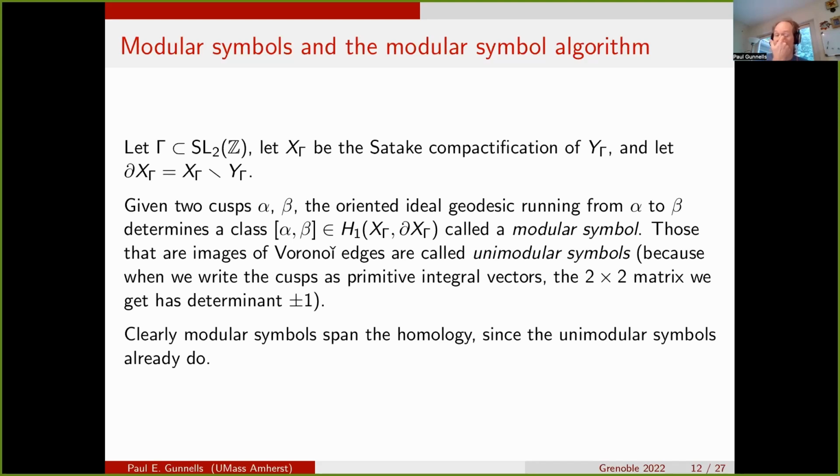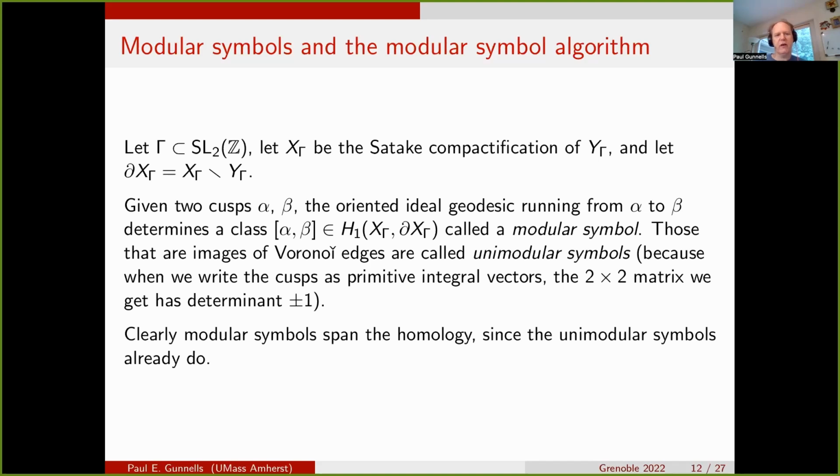We start with our group inside SL2Z, and we have our locally symmetric space Y_Γ, which is our open modular curve. Then we compactify it by adding the cusps to make this Satake compactification X_Γ. And now we have the cusps, or the boundary. I'm going to write it as the boundary of X_Γ.